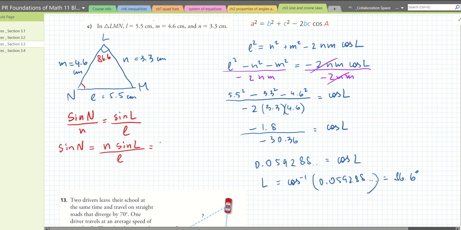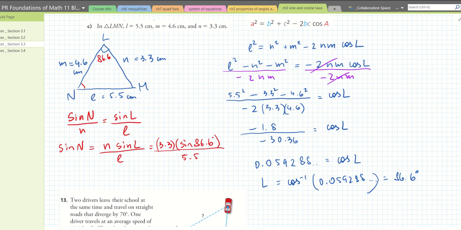So in this case, n is 3.3. Sine of 86.6. And L is 5.5. So it's a lot quicker than to use cosine law. So we get 3.3 times sine 86.6 divided by 5.5. That's going to be 0.5989.